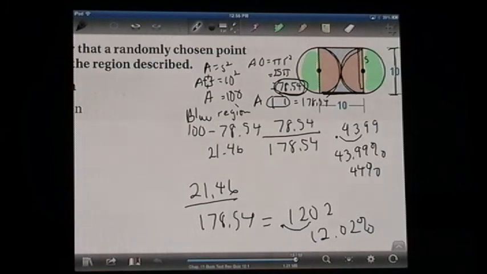Okay, so when you do these, you have to think what needs to be added to get the whole area and what needs to be subtracted to get the part we're talking about.